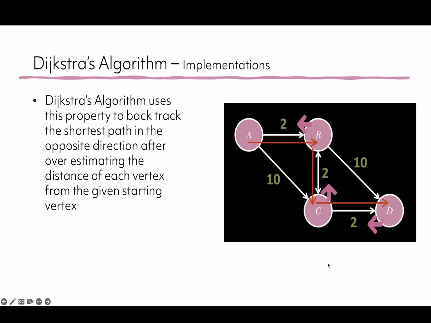Dijkstra's algorithm also uses this property to track back the shortest path in the opposite direction after estimating the distance of each vertex from the given starting vertex.